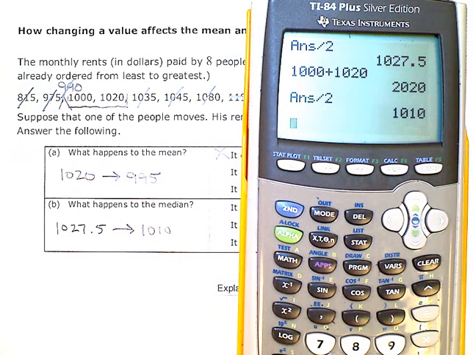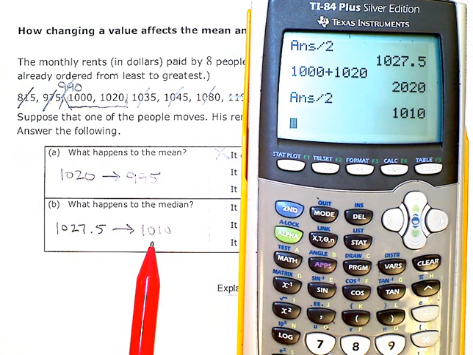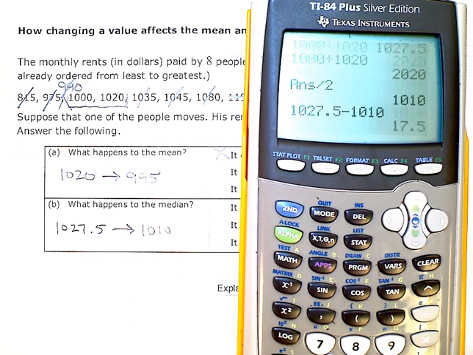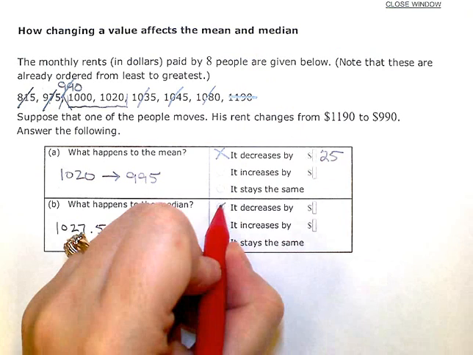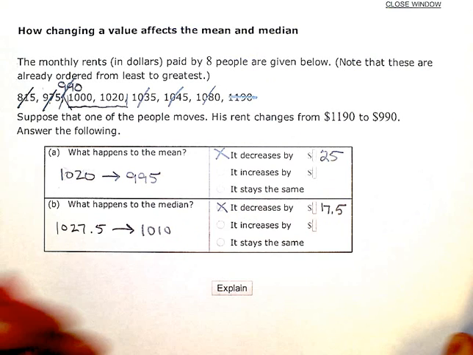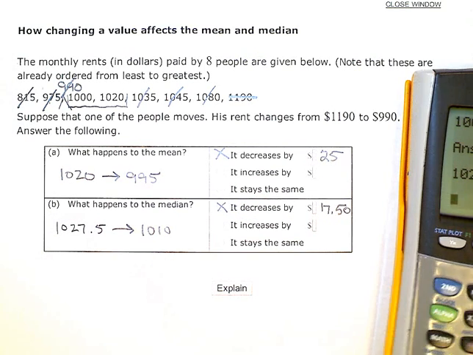Okay, so it also decreased. Let's find the difference. 1,027.5 minus 1,010. So it decreased by $17.50, because they're asking for money.